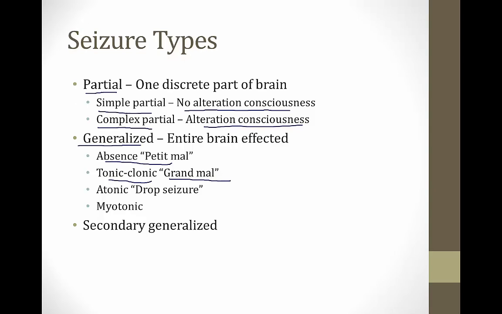Tonic-clonic or so-called grand mal seizures are what you may think of as a classic seizure where a patient collapses and begins writhing on the ground. There's something called an atonic seizure, which is a drop seizure where patients suddenly become flaccid and collapse. This can closely mimic syncope from a cardiac problem. And then there's something called myotonic seizures where patients get rhythmic jerking of a certain area of their body a few times. It's not quite as severe as the tonic-clonic seizure.